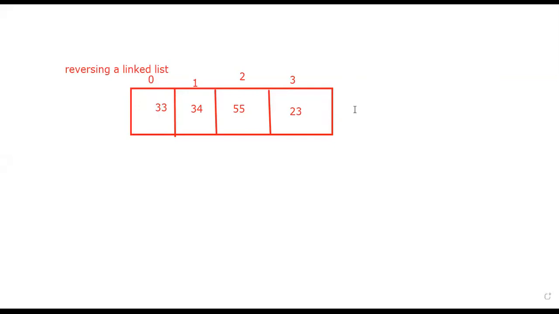Okay. So now I'm going to reverse this list of elements. So actually what is the correct order? The elements are 33, 34, 55, 23. That is the order. Now I'm going to reverse these. That means 23, 55, 34, and 33. So I want to display the elements in reverse order.